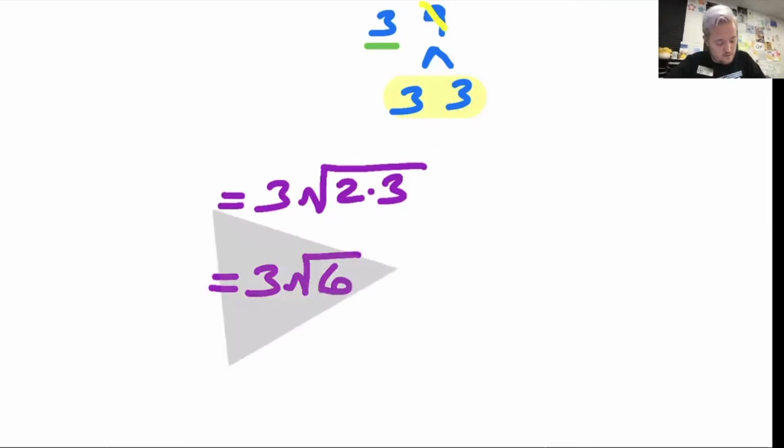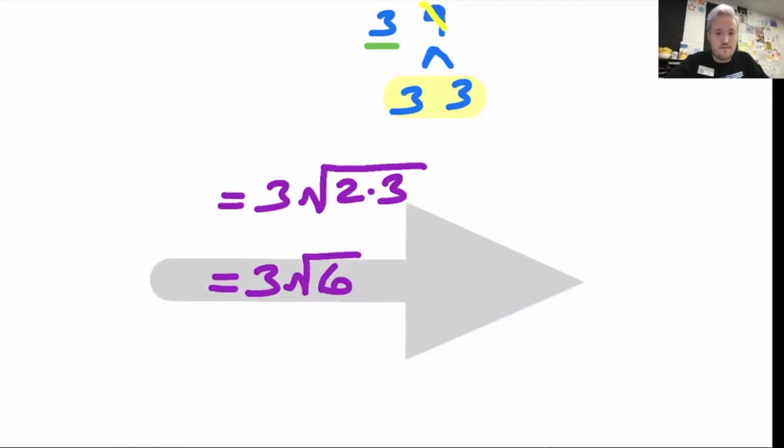Is that a triangle or an arrow? It's an arrow. Close enough.